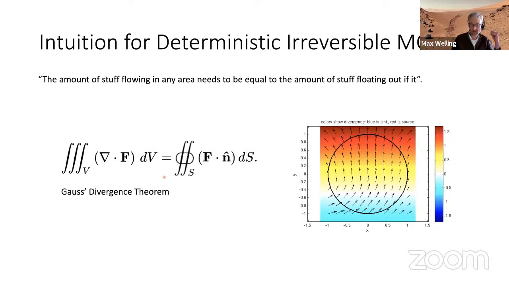The reason for that is Gauss's divergence theorem, which says that the volume integral over the divergence of this vector field F is equal to the flux over the surface of this volume. So this is basically saying that the amount of stuff flowing out is equal to the amount of stuff flowing in, and that this is equal to the average of the divergence of this vector field. So if we require that the divergence is 0 everywhere, then for an arbitrary shape, we can guarantee that the amount of stuff flowing in is equal to the amount of stuff flowing out.